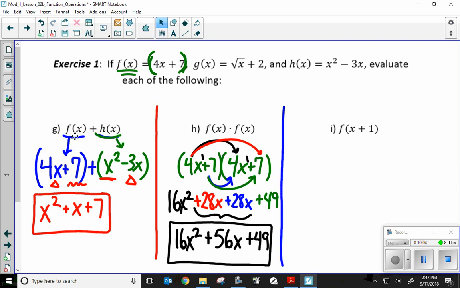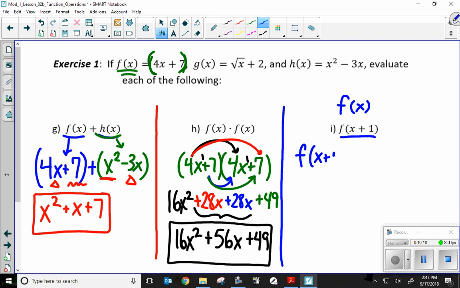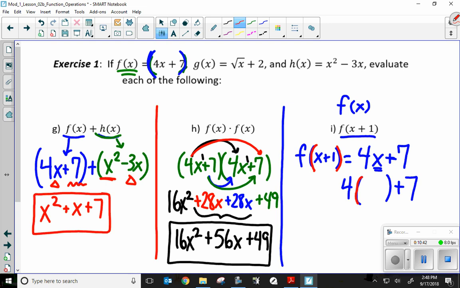The last one here. This isn't f of x, okay? This is f of x plus 1. There's a big difference between this and this, okay? I am still going to use my f of x function. That's 4x plus 7. And I'm still going to write it, so there's parentheses for my x. But this time, instead of throwing a 5 in there, or a negative 2 in there, I'm literally going to put whatever is in parentheses here in these parentheses, because that's what's substituting into my x. It happens to be x plus 1.